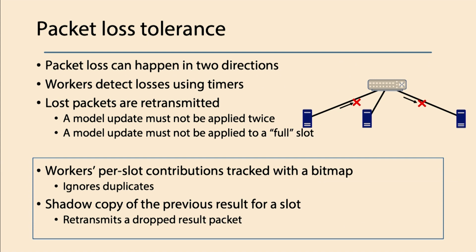Now, what we have to do is make sure that an update that's retransmitted is never accidentally applied twice inside the switch, because that would give us the wrong answer. And we also need to make sure that an update doesn't arrive at the wrong slot in the switch and overwrite other people's data. And we use two mechanisms to do this. First, we track the contributions of each worker to each slot using a bitmap rather than a simple counter, because that allows us to detect and ignore duplicate packets that arrive at the switch.